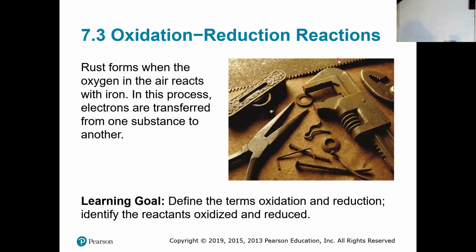Let's look at another type of reaction called oxidation reduction reactions. We want to figure out what these terms mean. We want to be able to figure out what's being oxidized and reduced in the different reactions that we're looking at. Okay.